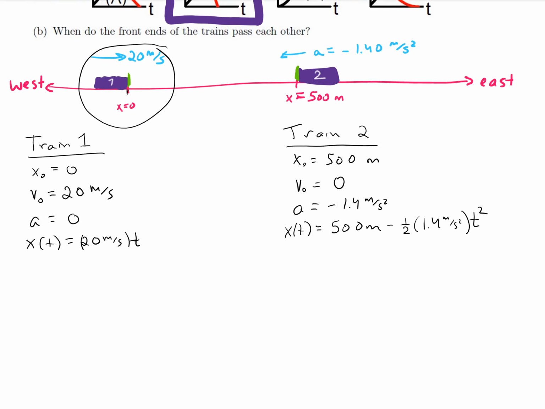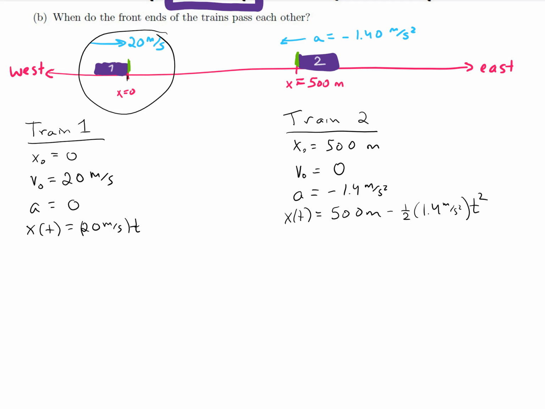So the next part of the question says, when do the front ends of the trains pass each other? And for that, that means when are the two trains at the same position, right? And I've defined this x of t, assuming we're talking about the front ends of the train. So we don't have to worry about the fact that the train actually has some length to it. Let's just treat them as points. So these two are equal to each other when 20 meters per second t is equal to 500 meters minus 1/2 times 1.4 meters per second squared t squared.